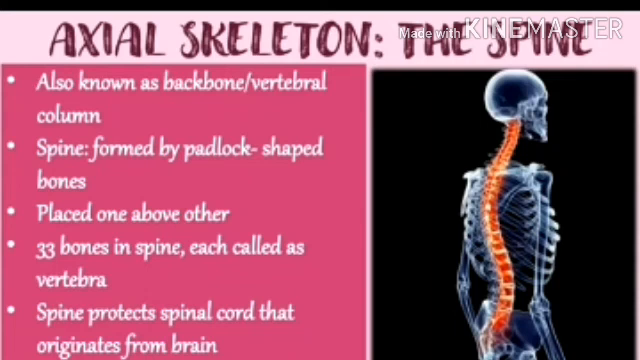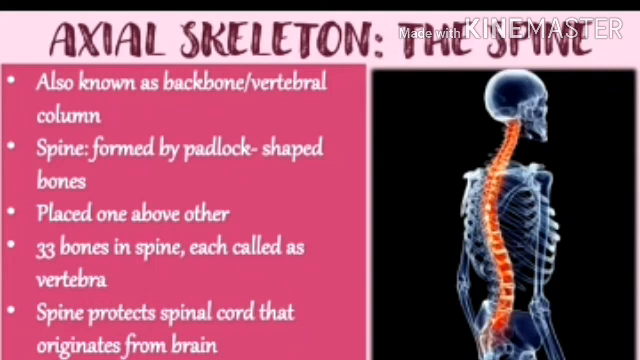These bones are arranged one above the other flexibly. Because of that flexibility we can stand straight, and again we can bend down. Understood? Again, the spine protects the spinal cord, which originates from the brain. See at the skull, that is where the spine originates. So the spine protects the spinal cord.